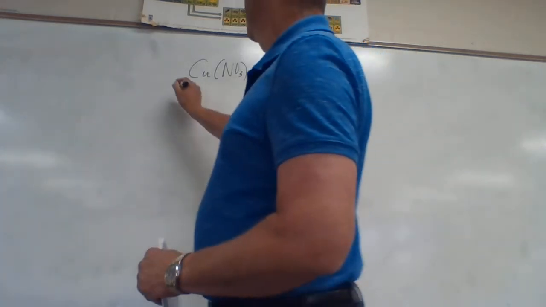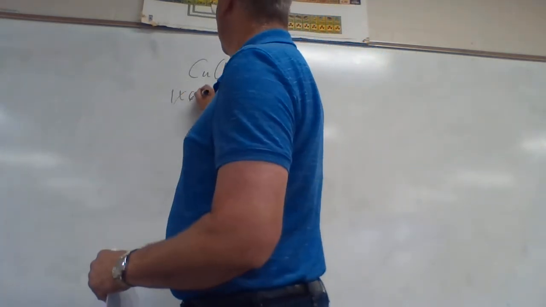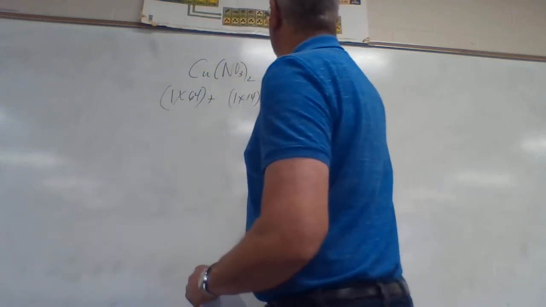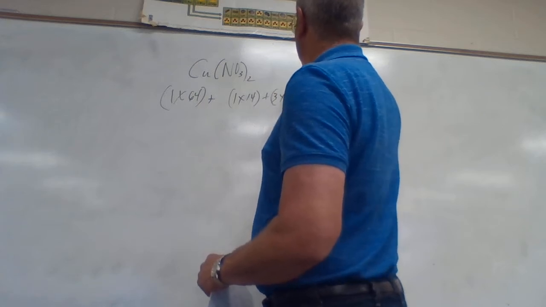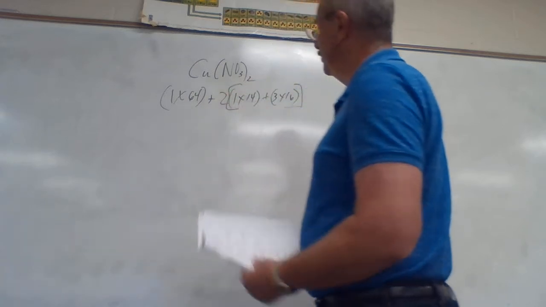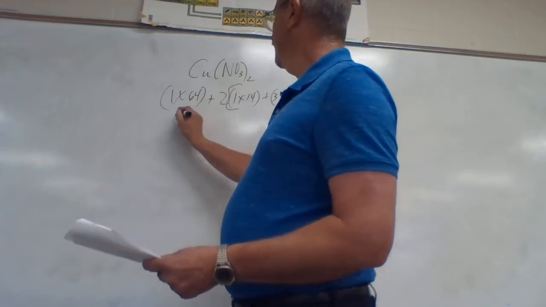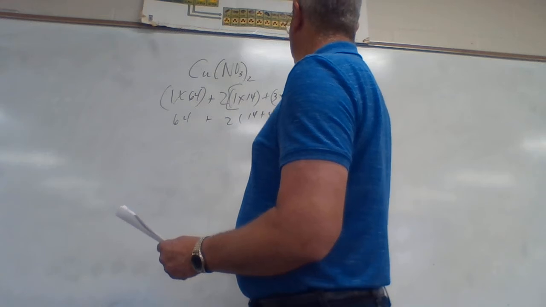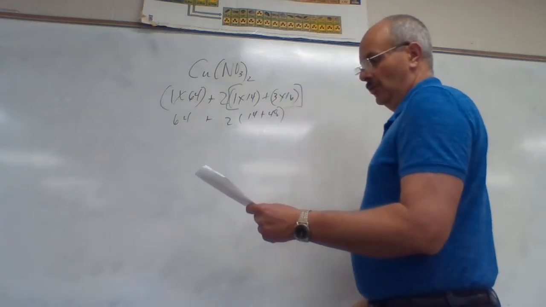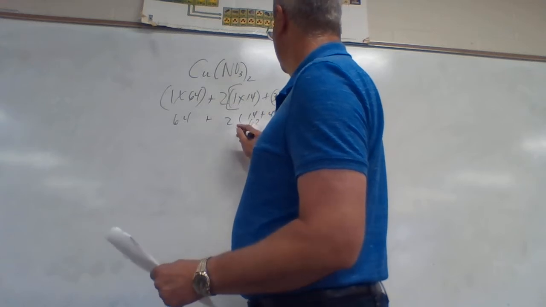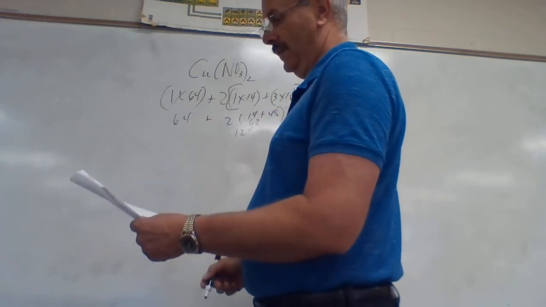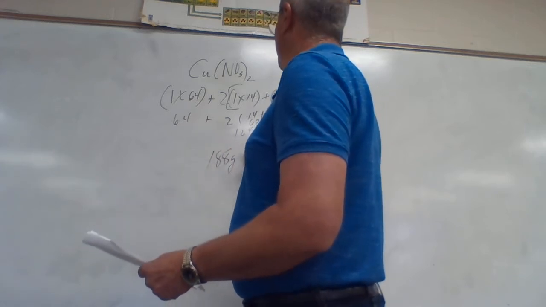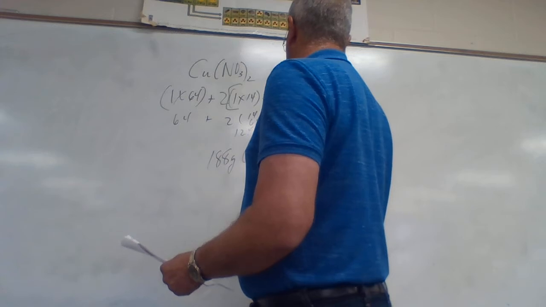So there's 1 copper times its mass of 64, plus 1 nitrogen times 14, plus 3 oxygens times 16. All of that times the 2. So that's 64 plus 2 times, let's see, 14 plus 48. So that is 62. So that's what, 124. Right, yep. Plus the 64. So that turns out to be 188 grams of copper nitrate.